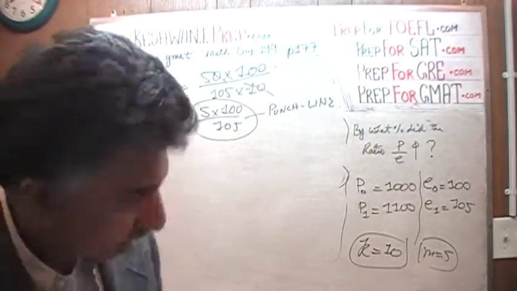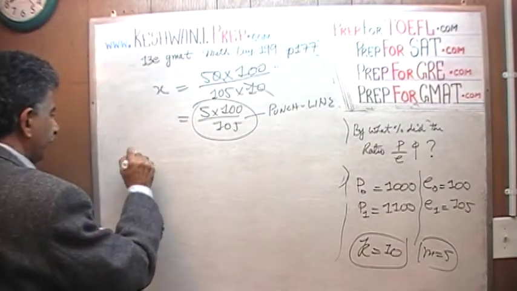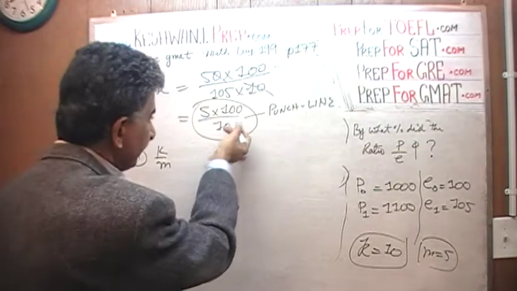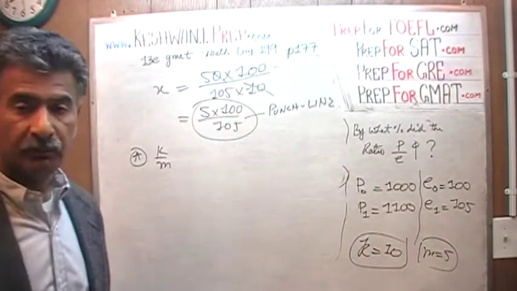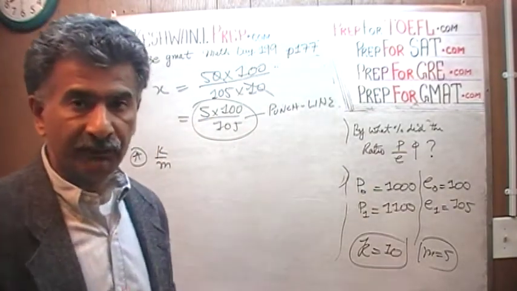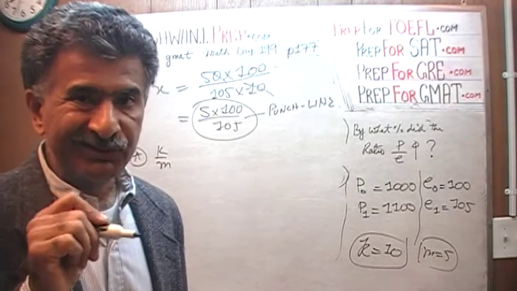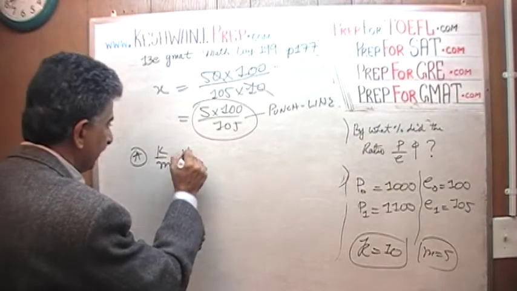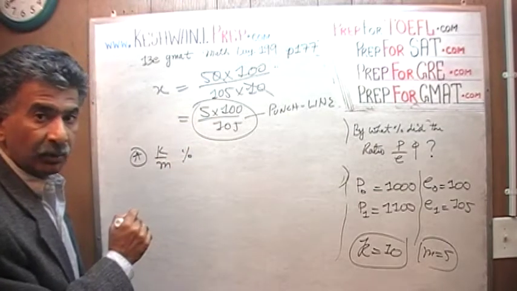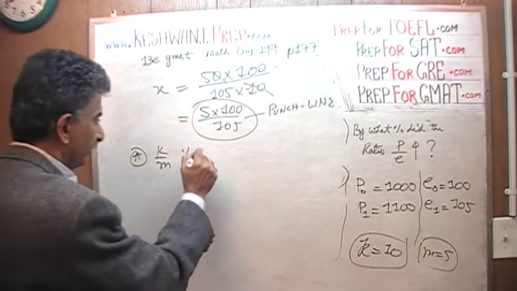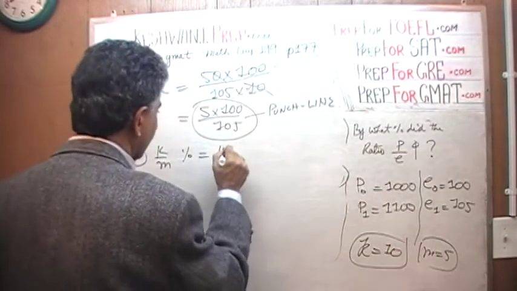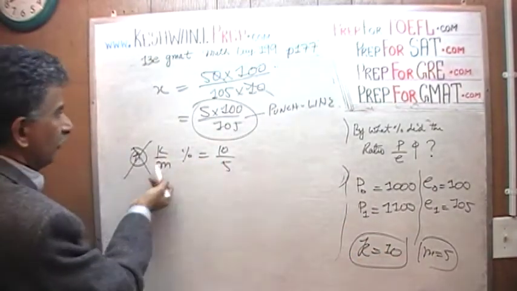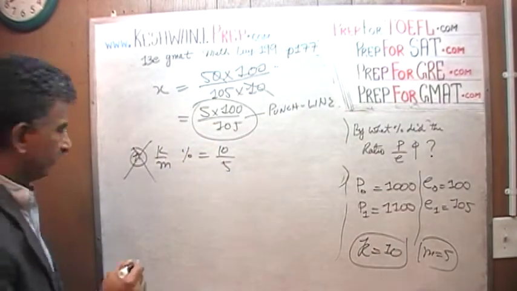Answer choice A says k over m. Forget about the percentage sign, because this is the percentage. When we set up the equation, the question was: this amount is what percent of 10? This is the percentage. So the percentage sign here does not actually play any role for us. It's just k over m that we're interested in. K is 10, m is 5, so that's just 2. We're not looking for 2, we're looking for 500 over 105.